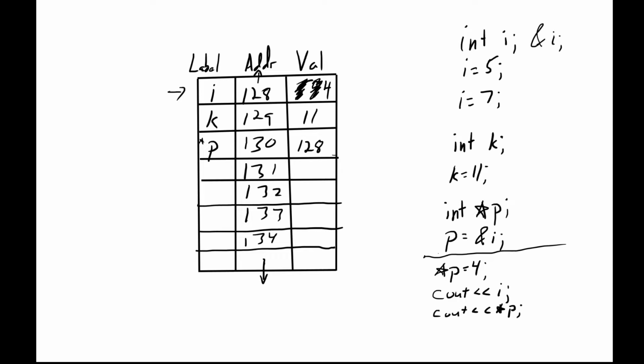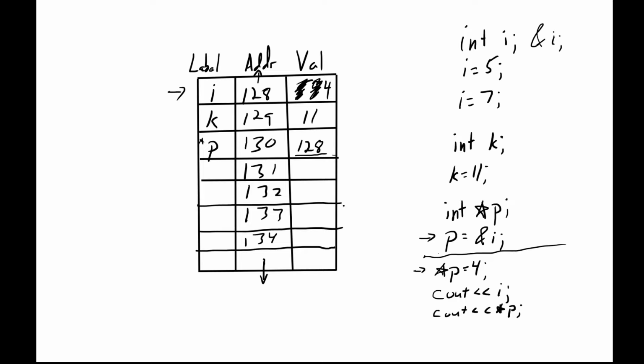Yeah? What makes the I value change from 7 to 4? It's because of this line of code right here. Up here we said P, not star P, but P, is going to equal the address of I. That's how we got this line of code. We're saying it's equal to 128, and because we've marked this as special, this thing is called a pointer. We know inside its symbol table that this is a pointer. Now when we do star P, it says go over to memory address 128, then go to its value and change it to 4.